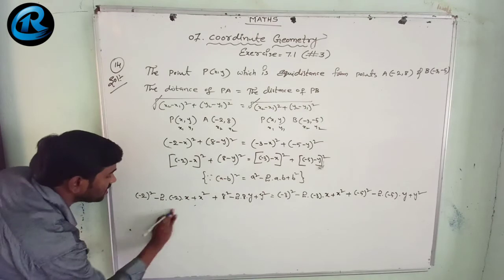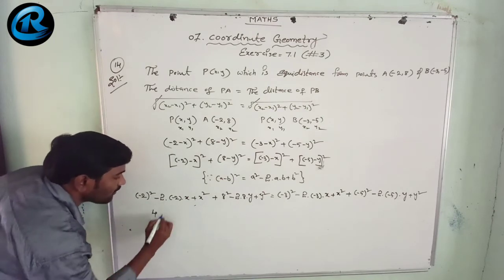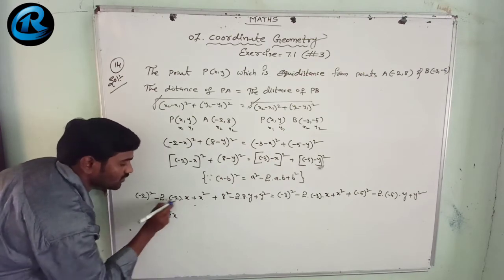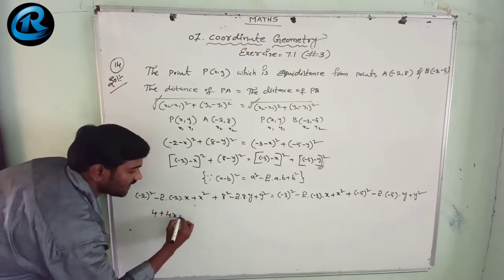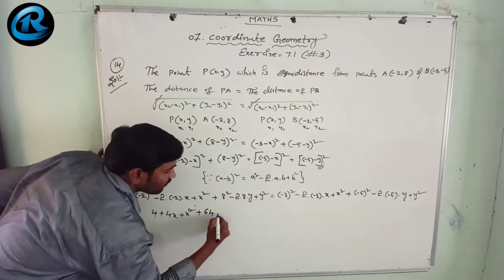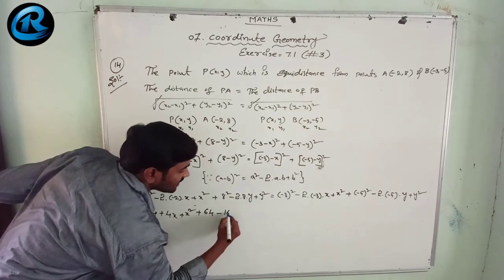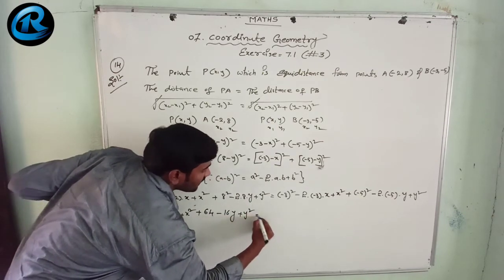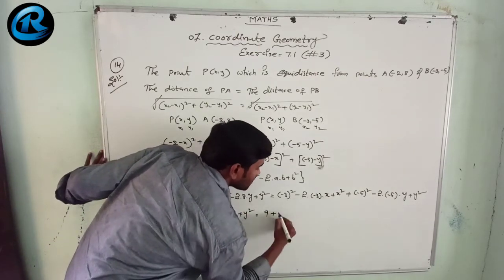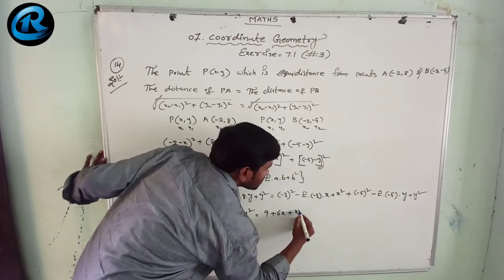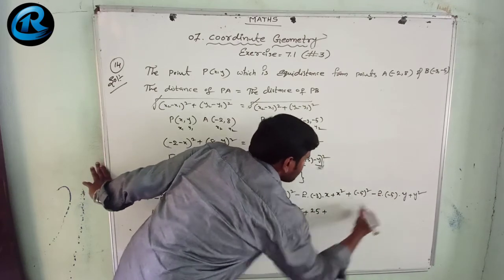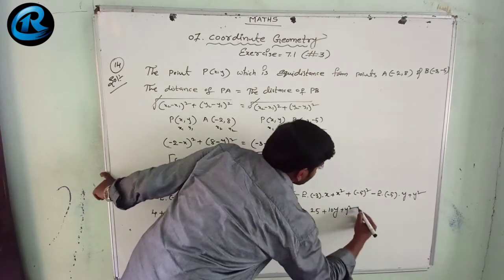Now what we do, let us see here, (-2) whole square is plus 4, minus into minus plus, 2 into 2 is 4, into x is 4x, plus x square, plus 8 square, that is 64, minus 2 into 8, that is 16y, plus y square, that equals (-3) square, that is 9, minus into minus plus, 2 into 3 is 6, into x, 6x, plus x square, plus (-5) whole square, that is 25, minus into minus plus, 2 into 5 is 10, into y, 10y, plus y square.